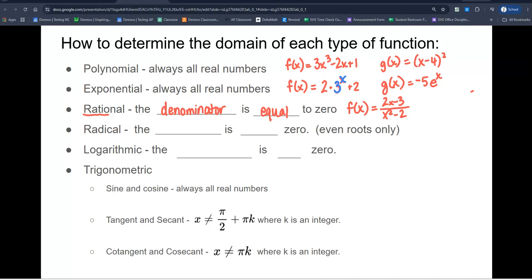Okay? A radical is a root. However, notice I put over here even roots only. So it is a square root, a fourth root, a sixth root, not a cube root or fifth root or seventh root. Well, those are also radicals, but they just have all real numbers for their domain. The one you see the most often is the square root, though. That's the big one that we're going to see. So this one might look something like this. F of x equals the square root of x minus 2.